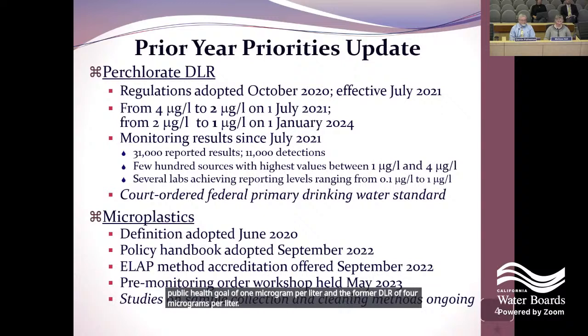And then in a more recent development, pursuant to a court order, US EPA has committed to issuing a proposed primary perchlorate drinking water standard by November 25th of this year and a final regulation by May 21st of 2027.